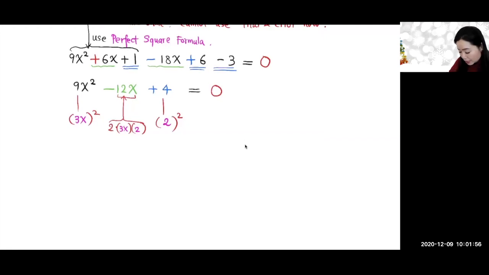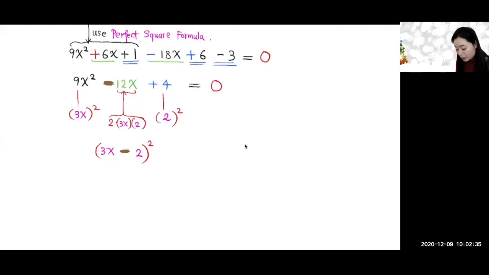So what perfect square is that one? We put down the base and the base, which is 3x here and 2 over here. Now, in between over here, it is a minus. So this will be minus, the same sign as that one. So you factor this trinomial into a perfect square because we recognize that it is a perfect square. So that equals 0.